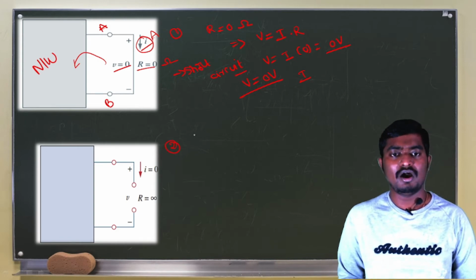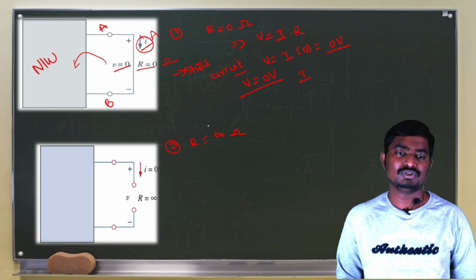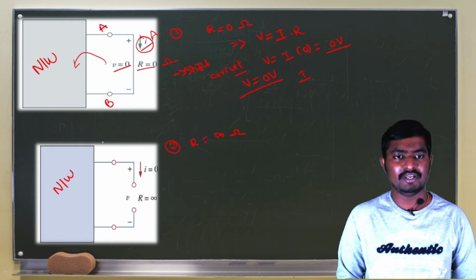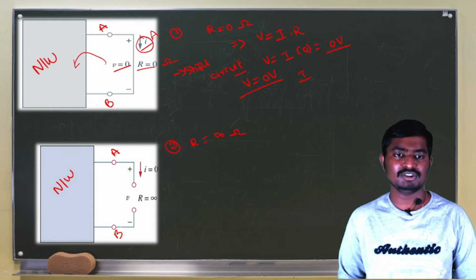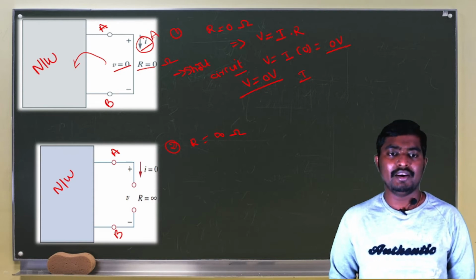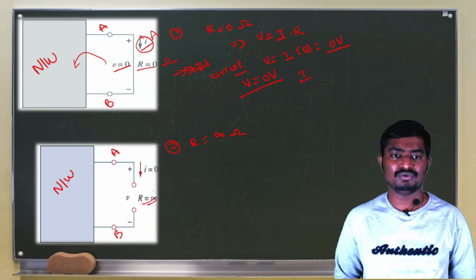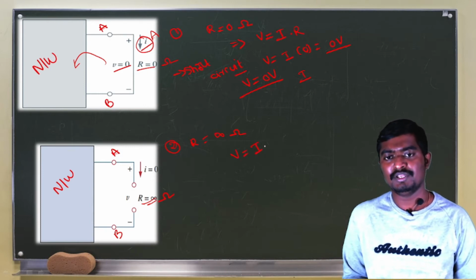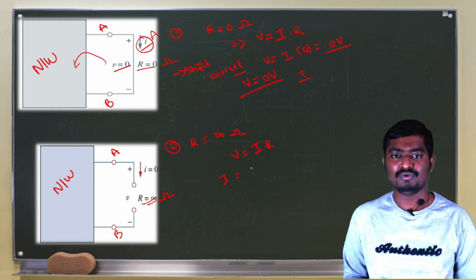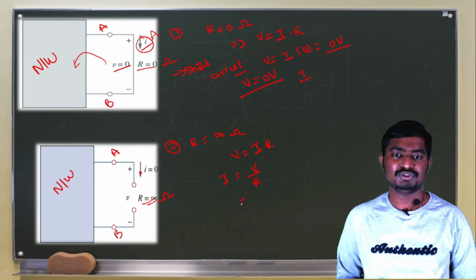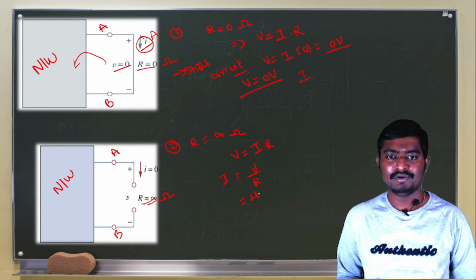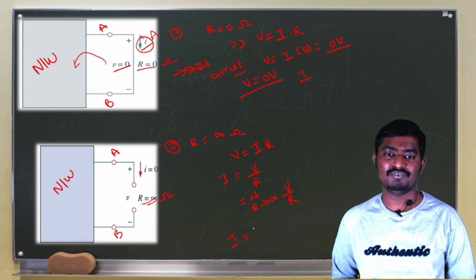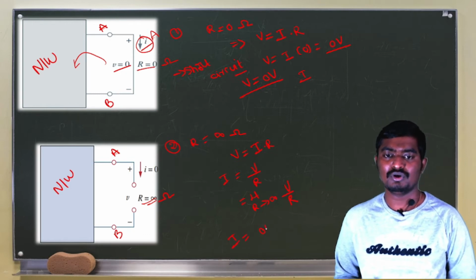In the second case, R equal to infinity ohms. So this is the network and A and B are the output terminals. Across the output terminals, I am connecting an element with resistance R equal to infinity ohms. From Ohm's law, V equal to I into R, I equal to V upon R. When we substitute R equal to infinity, limit R tends to infinity, V by R, you will get I equal to 0 amperes.